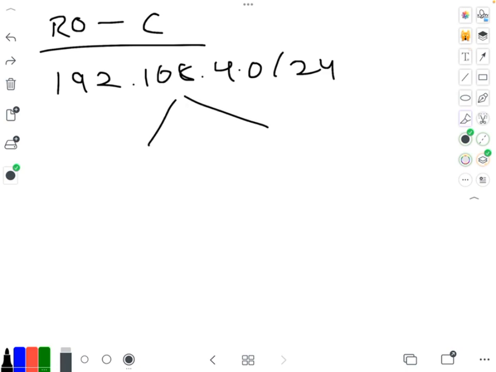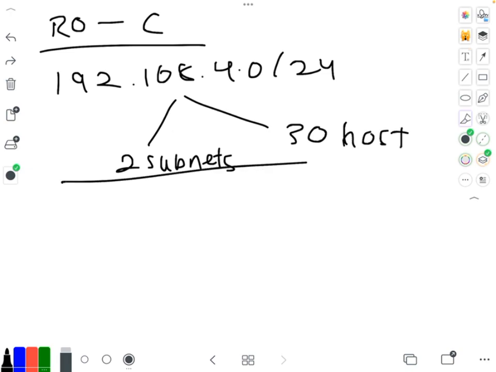192.168.4.0/24. And we need to subnet this so it has two subnets and 30 hosts. Two subnets and 30 hosts. Let me just erase this.